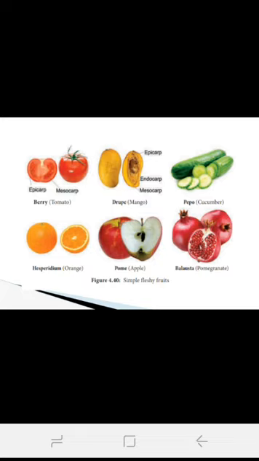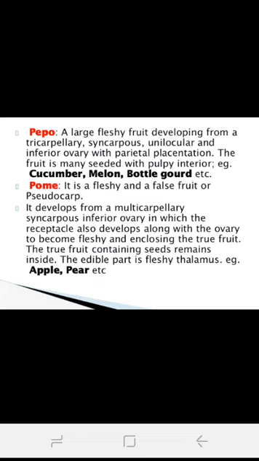Typical examples are there. Then another two more types, pepo. That's a large fleshy fruit developed from a tricarpellary syncarpous and also unilocular ovary with a parietal placentation. So it may be very important, a parietal placentation. That feature you can remember when you think about a cucumber, while you are cutting a cucumber. The fruit is many seeded with a pulpy interior. So, parietal placentation with fleshy fruits.